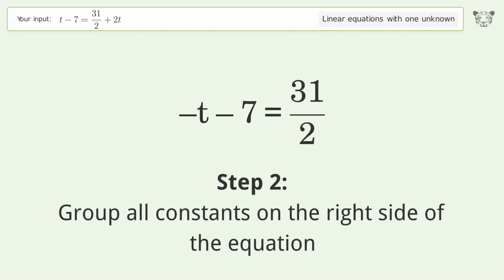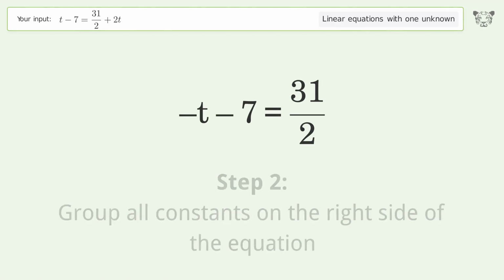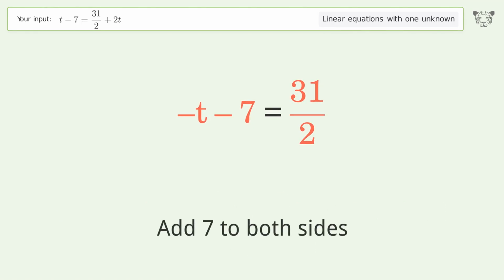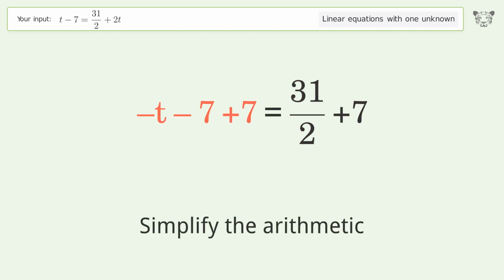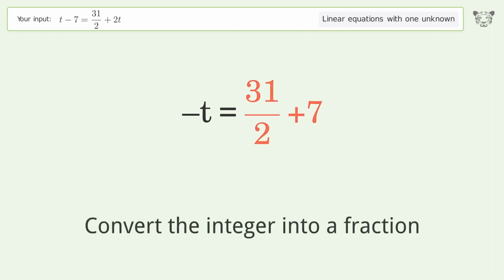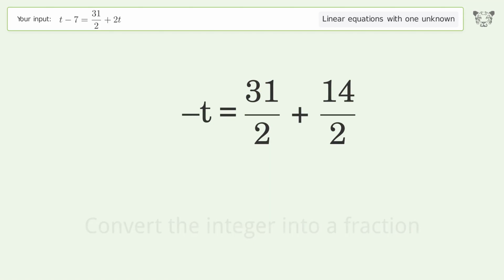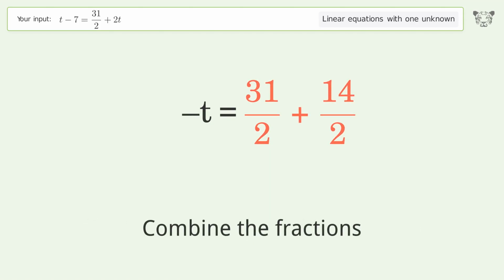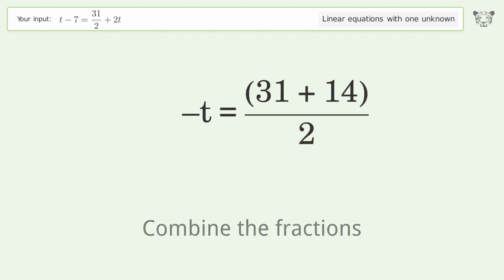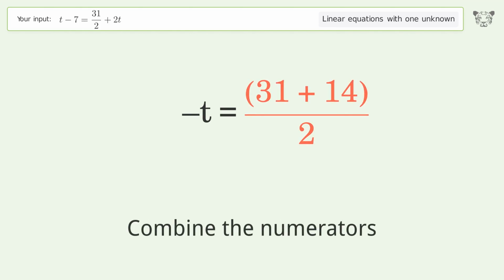Group all constants on the right side of the equation. Add 7 to both sides. Simplify the arithmetic. Convert the integer into a fraction. Combine the fractions. Combine the numerators.